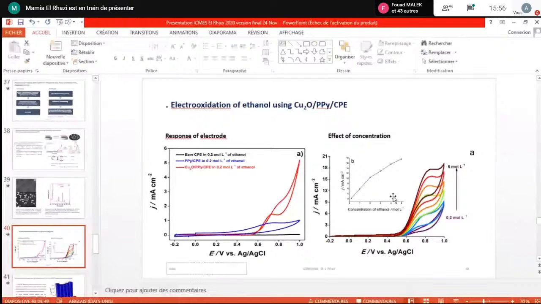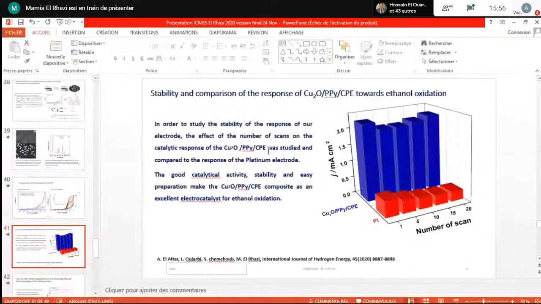And in order to study the stability of our electrode, the effect of the number of scans on the catalytic resistance of the polymer composite was studied and compared to the platinum electrode. Here we can see that on the platinum electrode we have a decrease in current during cycling, while on the copper and polymer, the current is multiplied by, I think, 3, and the current is very stable also.